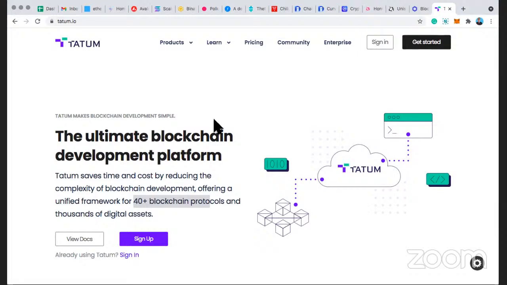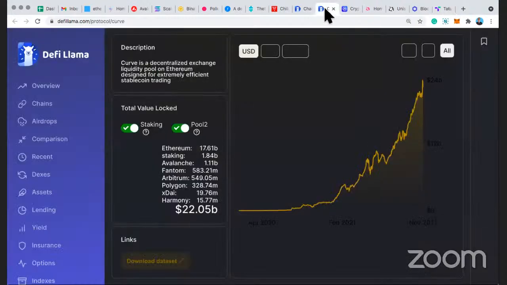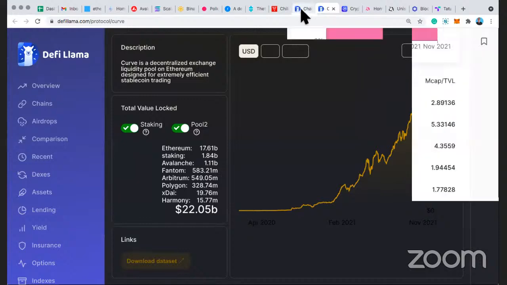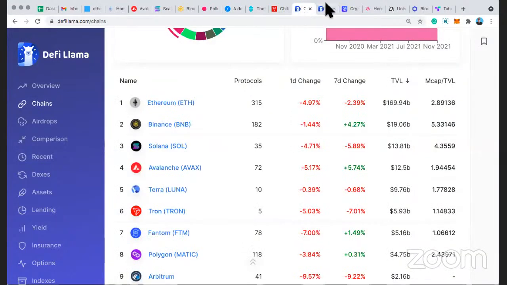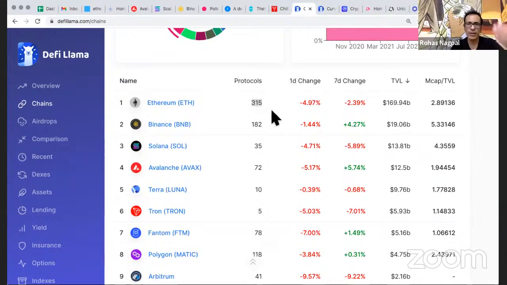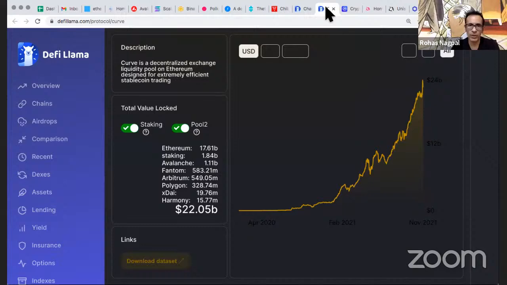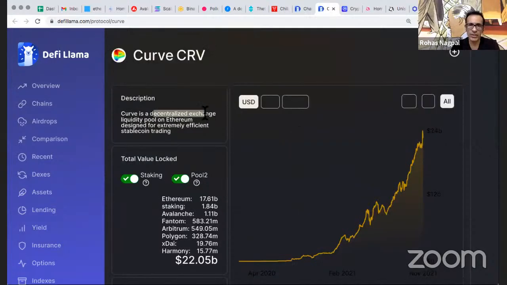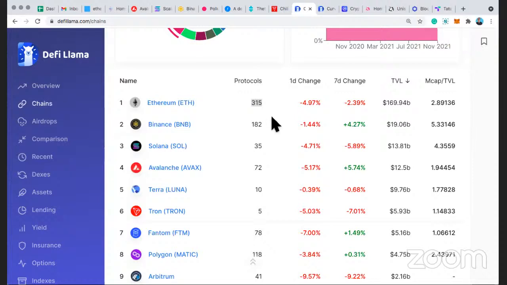Yeah. So Rohas, one question on DeFi Llama. Under Ethereum and blockchain, there are protocols mentioned. What are these protocols? This one. So Curve, for example, is one of those protocols. The Curve, which we spoke about, this one. This is a decentralized exchange. So each of these projects is called a protocol.